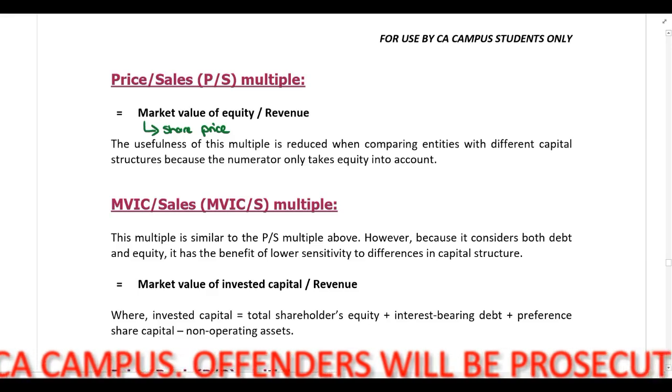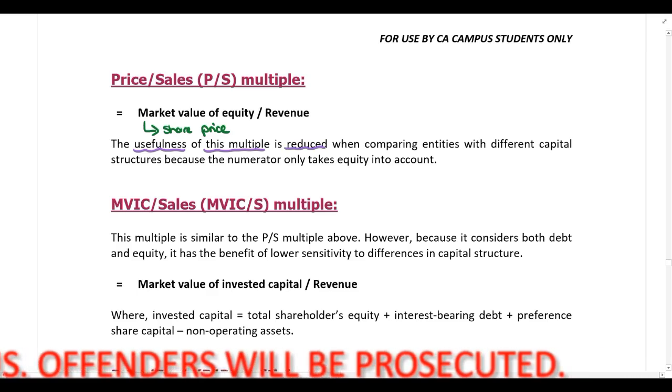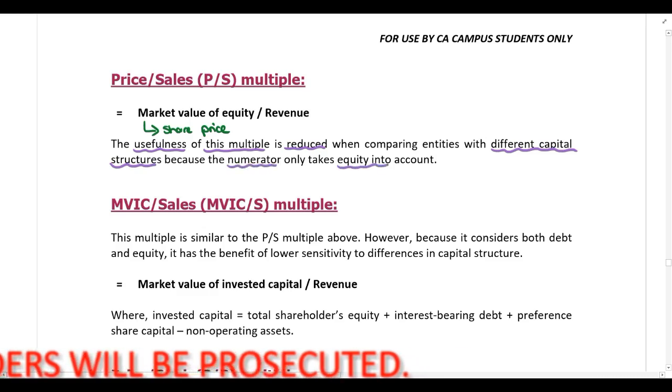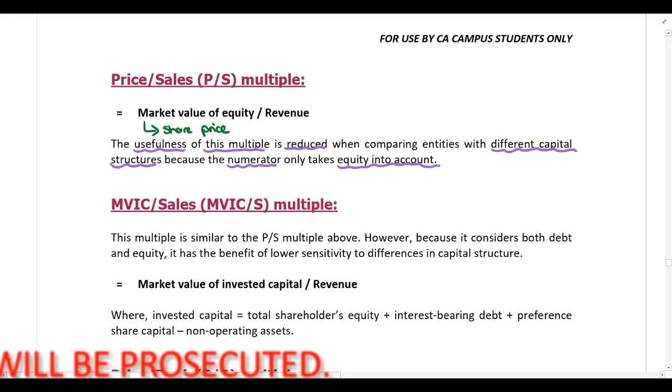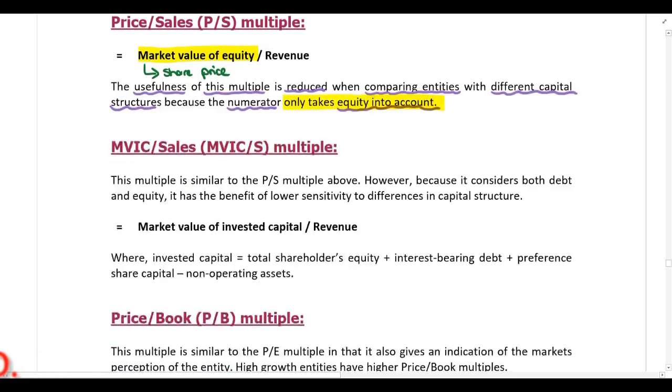It's important to note, guys, that the usefulness of this multiple is reduced when comparing entities with different capital structures, because the numerator only takes equity into account. So you can see that over there. The numerator only takes equity into account. So where we are trying to make comparisons and the entities have different capital structures, it's actually better to rather perform the next calculation. So the market value of invested capital over sales multiple.